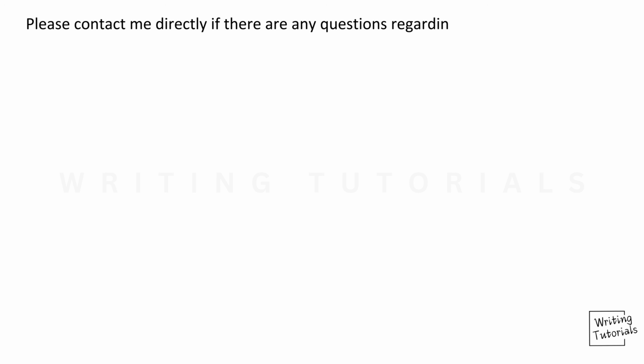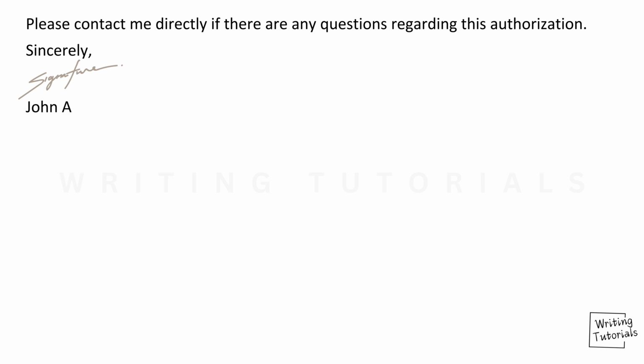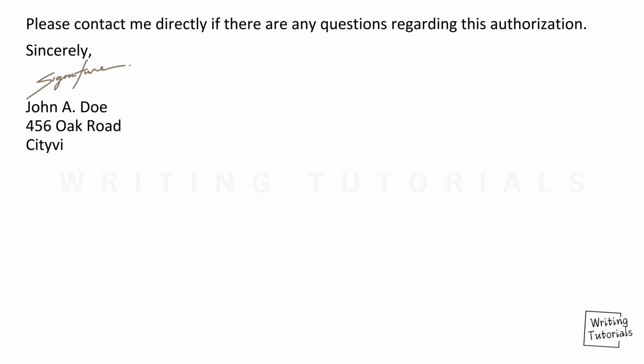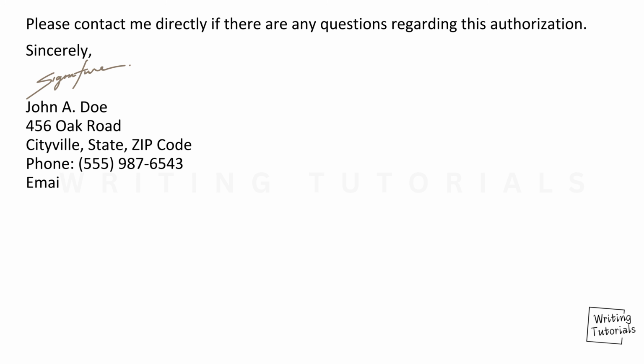Closing the letter with signature and contact information. We're almost done. Now, end the letter with a polite closing like a sincerely, followed by a space for your signature. Here's how it might look: sincerely, signature. John A. Doe. 456 Oak Road, Cityville, State, Zip Code. Phone, 555-987-6543. Email, john.doe@email.com. Place your signature just below the closing, right after a sincerely, so it's clear that you're the one sending the letter. After that, add your printed name and contact details, in case the organization needs to reach out for any follow-up.